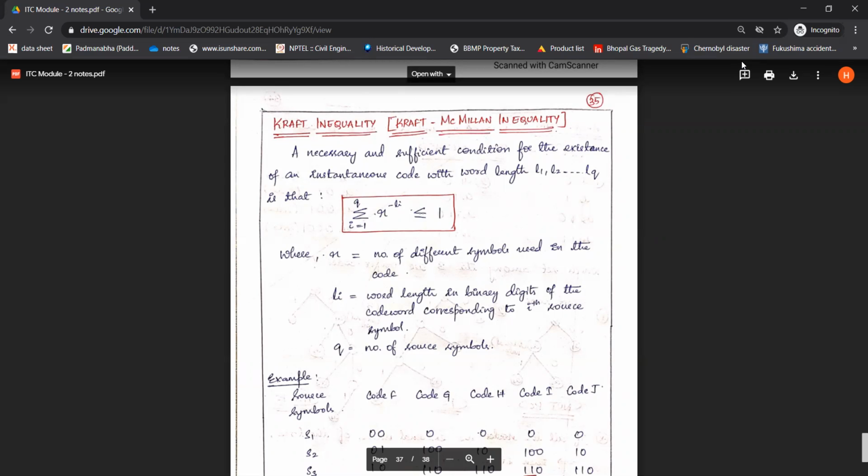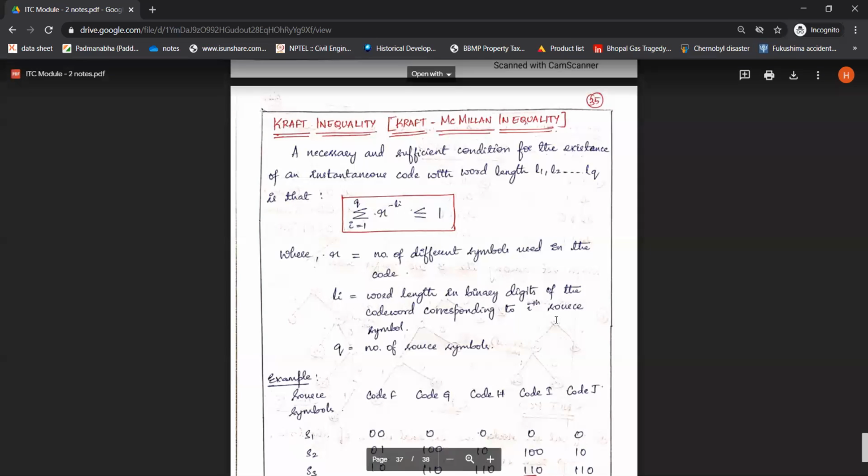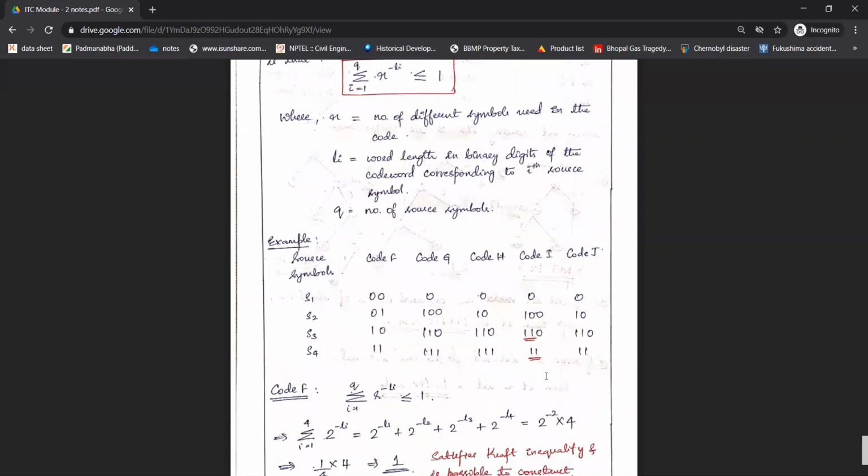The condition says that the summation of i equal to 1 to q of r to the power minus li must be less than or equal to 1 in order to satisfy this Kraft inequality, where r is the number of different symbols that will be used in the code, l is the word length, and q is the number of source symbols that are present. Let's consider an example in order to understand this inequality.